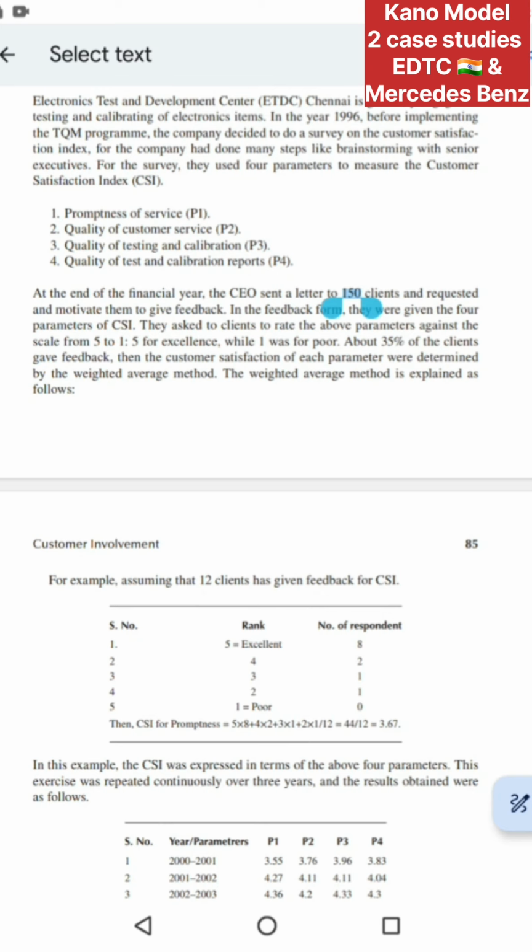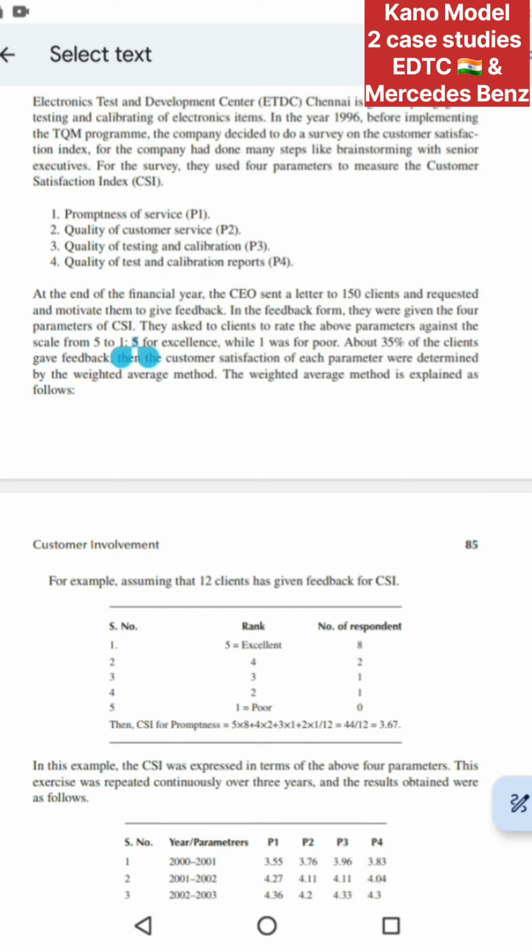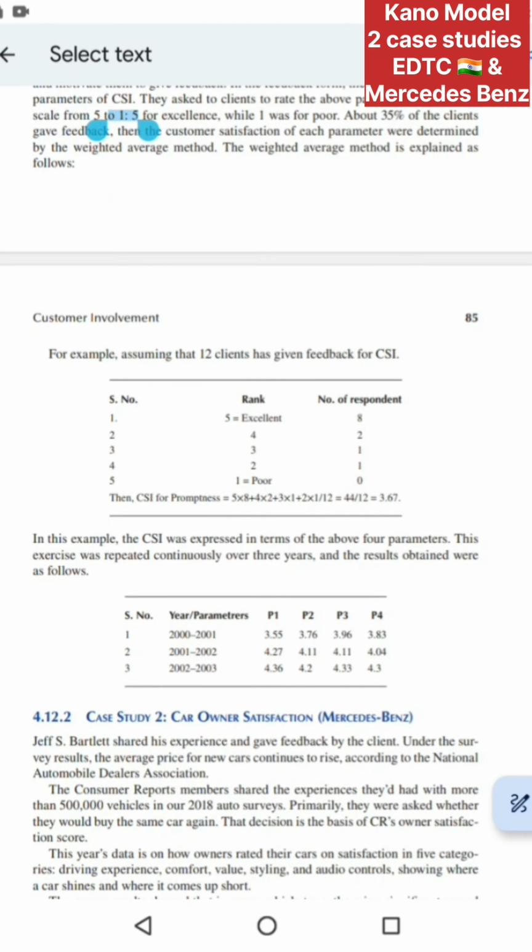They came up with 4 parameters, from promptness of service all the way to quality of test and calibration reports and all that. These are the 4 parameters. You can also call them themes. And then the scale is 1 to 5, where 1 is poor and 5 is excellent. And as you can see, the score was given by each respondent. There are 12 respondents, or surveyors, who have taken the survey, the 12 clients.